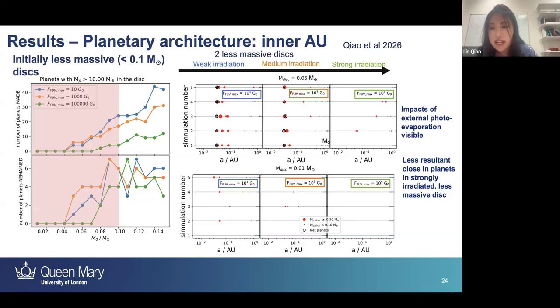However, in the initially less massive disk regime, highlighted by the red region now, for disks smaller than 0.1 solar mass, the impact of external photoevaporation is still visible in the resultant planetary population in the inner AU. Here you can see that disks exposed to stronger FUV radiation have fewer surviving planets compared to the weakly irradiated disk case. So for disks with low initial disk mass that are exposed to a strong radiation environment in a stellar cluster, cloud shielding time, for example, is still important in facilitating planet formation.